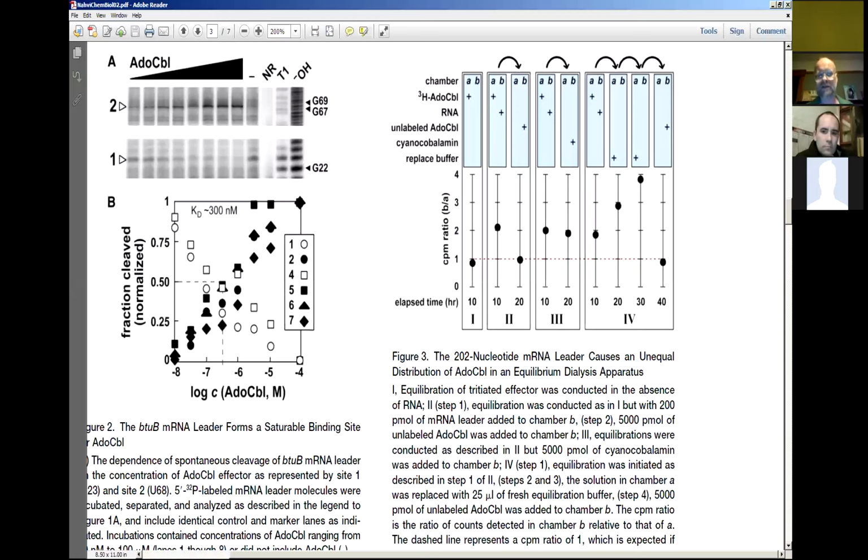And that's why you don't see a perfect result, all of the tritium in chamber B and nothing in chamber A. So I had the explanation exactly backwards. It's not the RNA floating, it's the tritium that's falling off of the small compound.